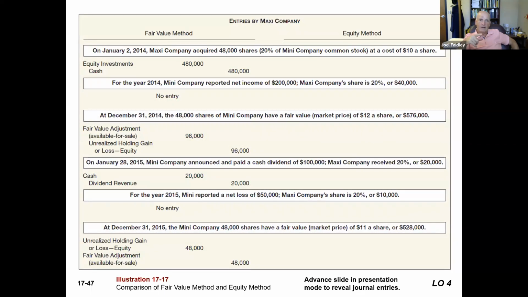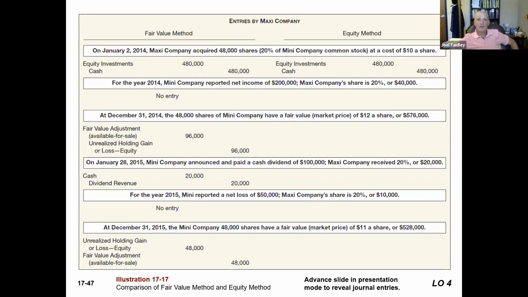So on the left side here, you can see the fair value method that we just looked at for available for sale and trading, which they don't really differentiate now. Under the fair value method, how do you handle these transactions? Well, let's go down the left side and look. The initial investment, 48,000 shares at $10 a share. Debit equity investment, credit cash. All right, what does that look like under the equity method? The same. You start out with the T account with equity investment, don't you?